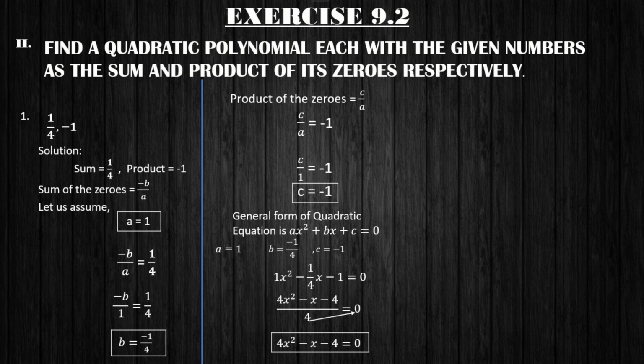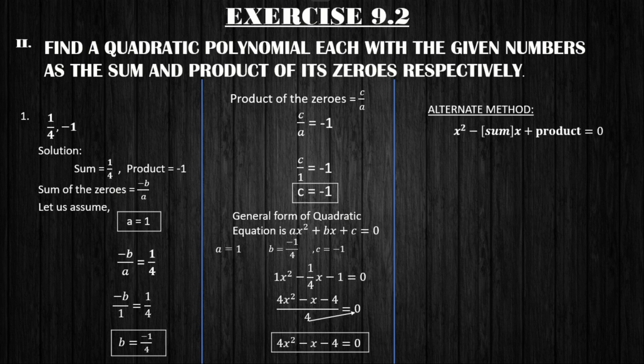So this is the answer, the quadratic equation for the given question. But we can do the same sum by using an alternate method. The alternate method is done by using a formula. The formula is x square minus sum x plus product is equal to 0. In the question, they have already given sum is equal to 1 by 4 and product is equal to -1. Directly substitute the values into the formula given.